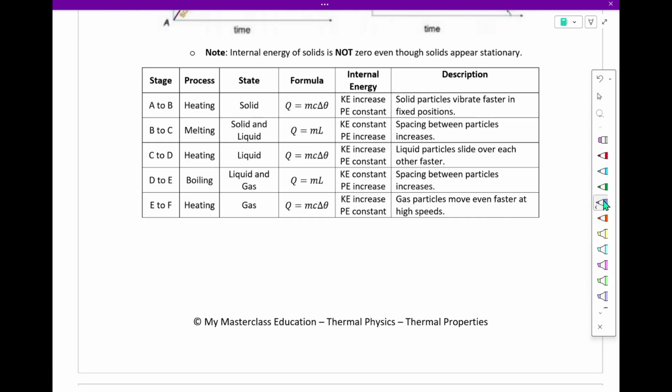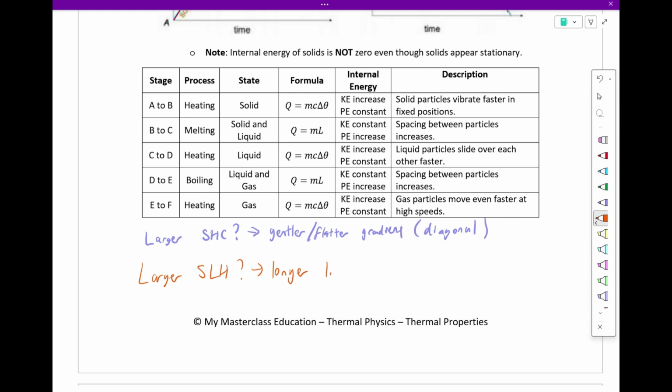Now, use the space below here. I'm going to tell you something interesting. How do you know if you have a larger specific heat capacity? Basically, we know that you have a larger one if you have a gentler or flatter gradient. Remember, this is for your diagonal. So if you have a larger specific heat capacity, you have a gentler gradient. And if you want to talk about specific latent heat, which one will be larger? The longer line. Do take note, this is for your horizontals.